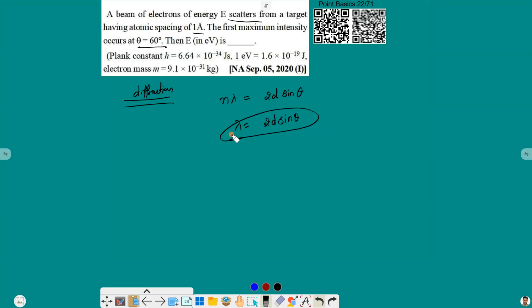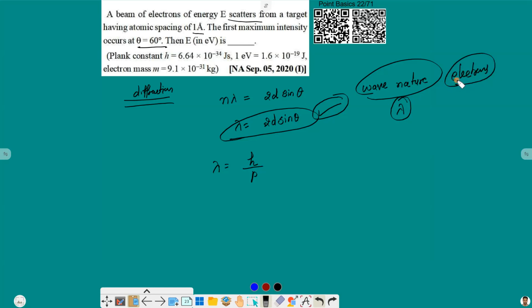And this will also be equal to, here we know that lambda is h by p, because this is the wavelength of the wave. For diffraction, what do we take? We take wave nature, and that wave will have some wavelength lambda, but that wave nature is of electrons here.